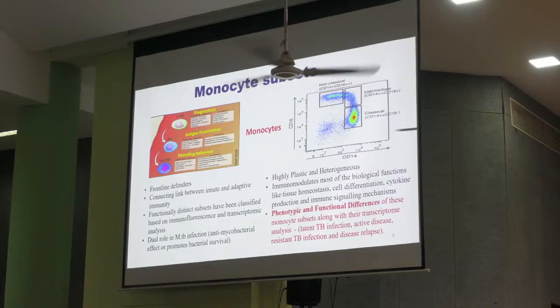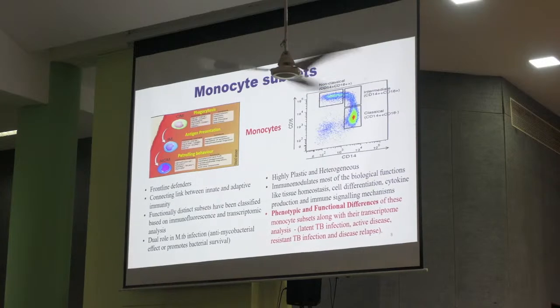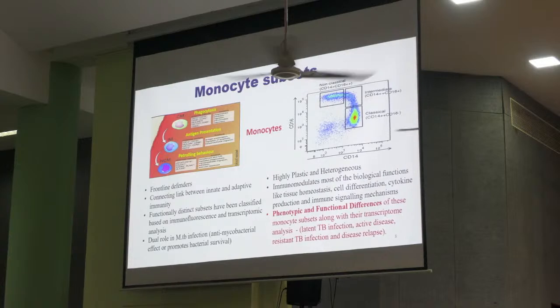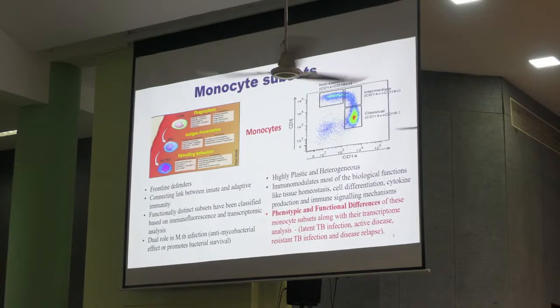So that is mainly the classical monocytes, which make up almost 70 to 80% of the monocytes. The intermediate monocytes are responsible for antigen presentation, which are CD14 plus as well as CD16 plus. They patrol, so basically they go to the site of infection or inflammation, and then they perform the patrolling behavior, and they are very good in terms of antigen presentation.